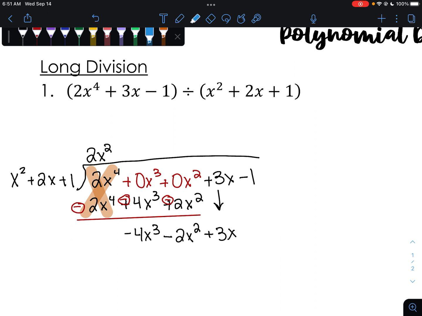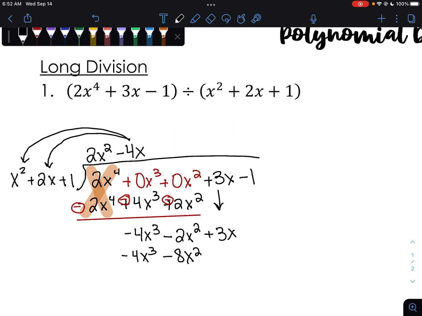Now we repeat the process. What times x squared gives me negative 4x to the third power? That would be a negative 4x. So I distribute negative 4x times x squared. That is a negative 4x cubed. Negative 4x times positive 2x. That is a negative 8x squared. And then negative 4x times 1 is a negative 4x.